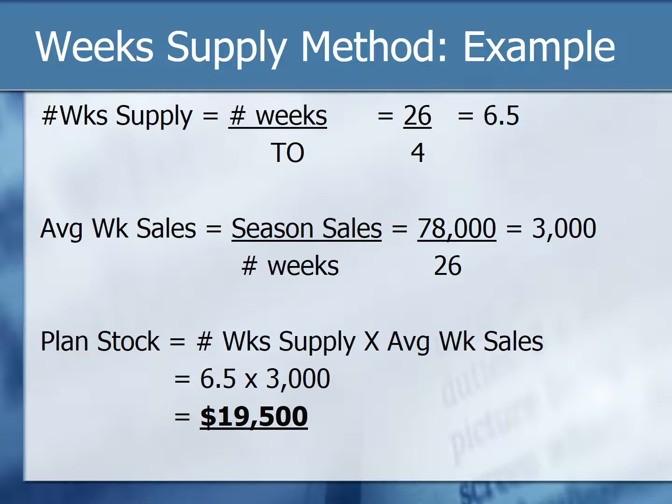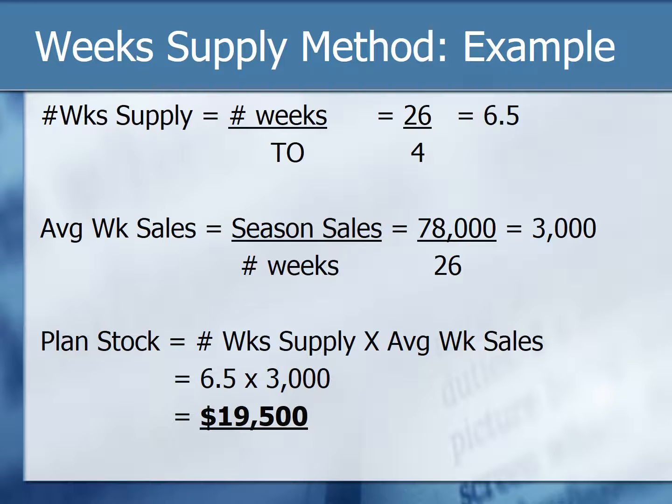And then we also needed to know the average weekly sales. What was given to us was the seasonal sales, right? And a season has 26 weeks, so on average each week we're going to sell $78,000 seasonal sales divided by 26 weeks, so that was $3,000. So on average every week we're going to sell around $3,000. Then the planned stock level is going to be that number of weeks supply times that average weekly sales, so 6.5 times $3,000, and that would be $19,500.